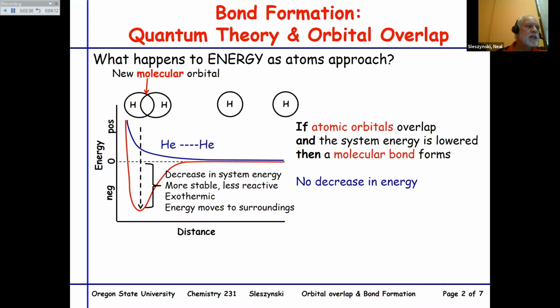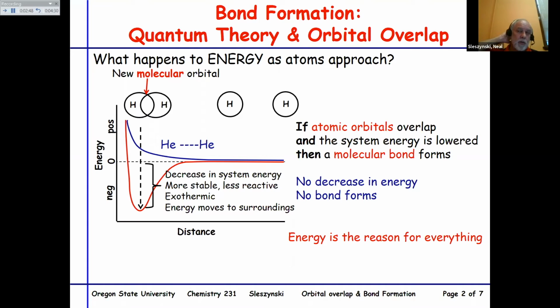If we consider a system where there's no decrease in energy, well, let's consider two helium atoms approaching each other. We see no energy minimum, just increasing repulsion as those two atoms come together. The result is no bond formation.